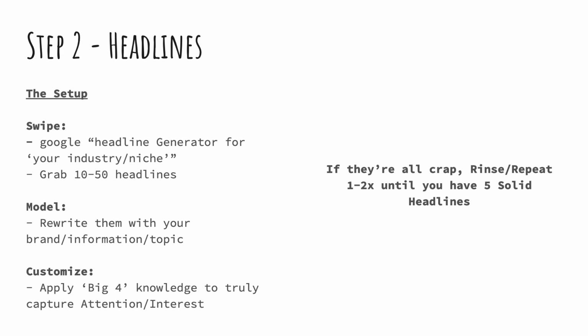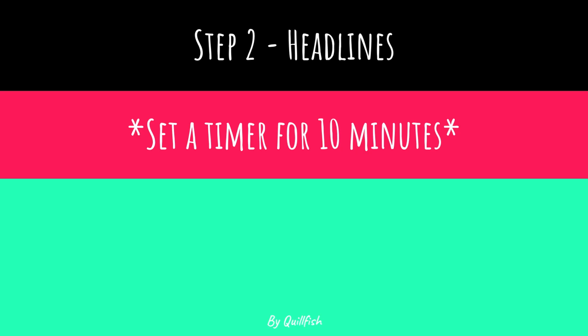Take those things that you've copy pasted, rewrite them with your own brand or topic very rapidly, okay? So take the 10 things or the 25 things and just as fast as you can for the next 3 minutes. And then finally, once you have the modeled, rewritten headlines from your market, apply your big four knowledge and modify them and customize them to be hyper specific to your target market and their primal desires. 10 minutes, all your headlines are done.